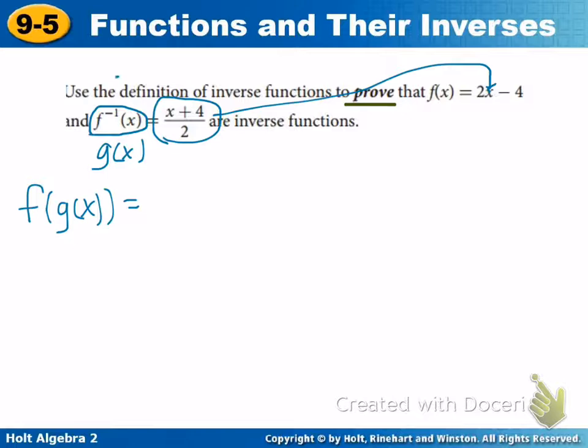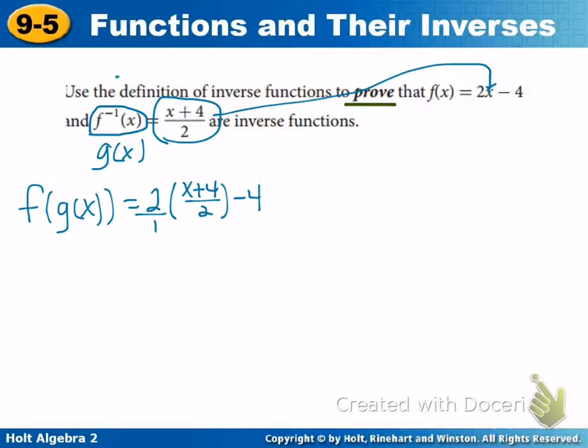So that would be 2 times all of our g of x, which is x plus 4 over 2, and then minus that 4 that's in our f of x. Okay, let's simplify this down, like what we did over there on the board. First thing I'm going to do is put the 2 over a 1, so I know that's a fraction, since I have fractions already.